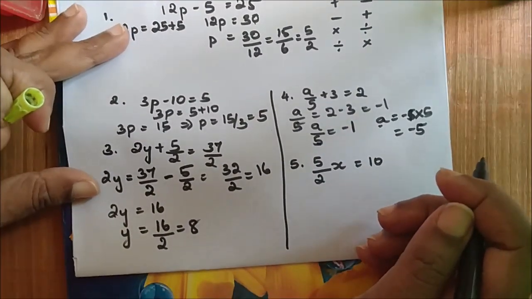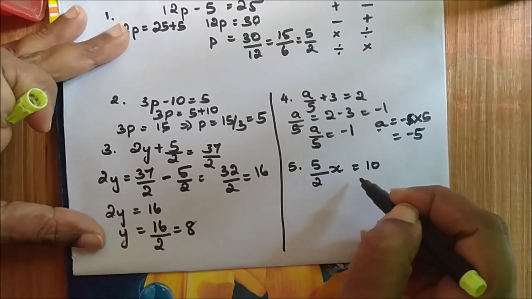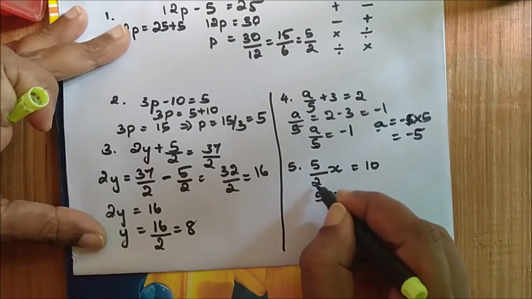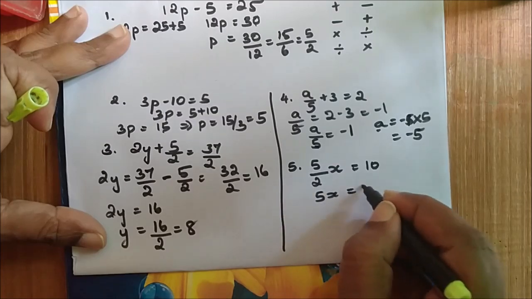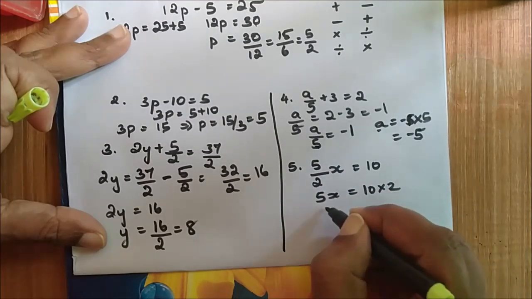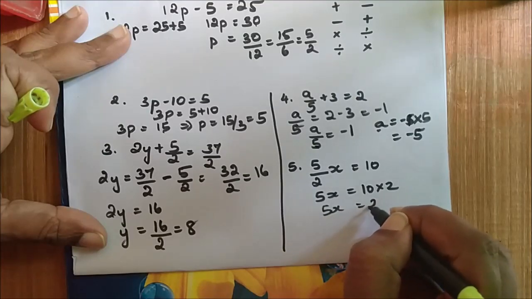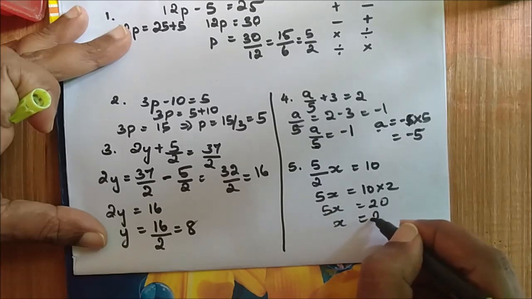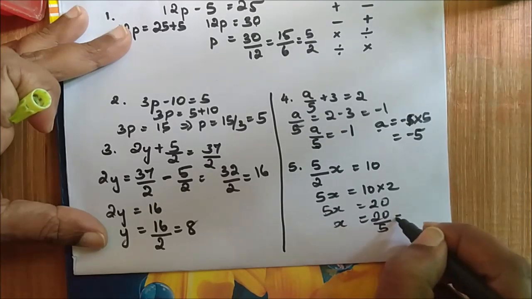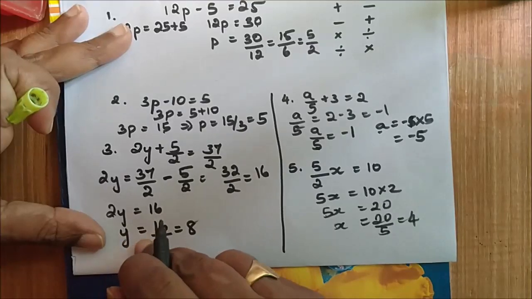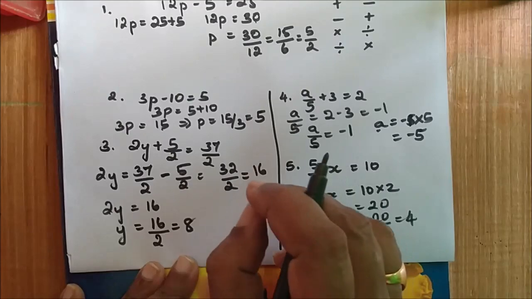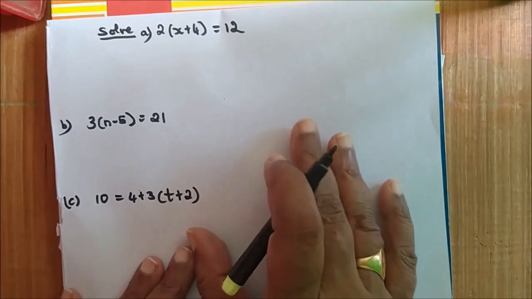Now we'll go to the next problem. 5 by 2x equals to 10. For this, what I'll do is, 2 is here divisible, isn't it? When it goes here, it becomes multiplication. So 5x is equals to 20. Now I have x, isn't it? 5 when it goes to the other side becomes divisible. So it is 4. This is how we solve equations by transposing the values. I hope all of you were able to follow it. Okay. Now we'll go to the next one.